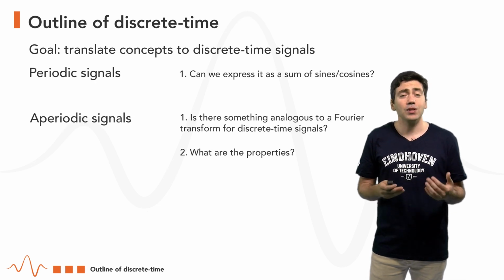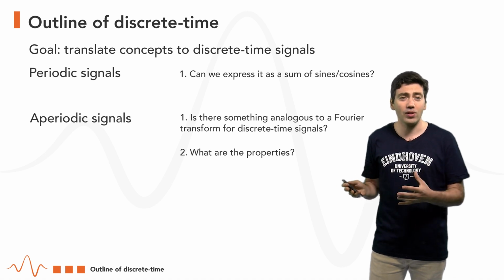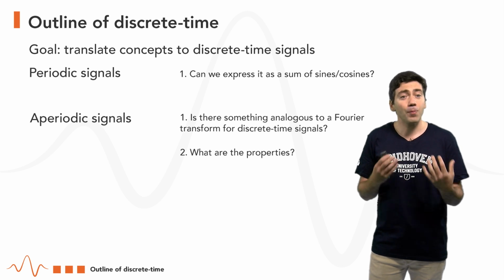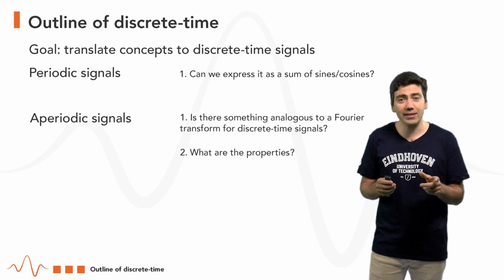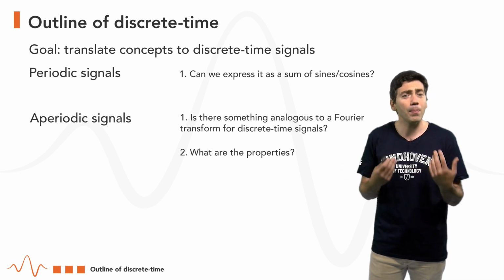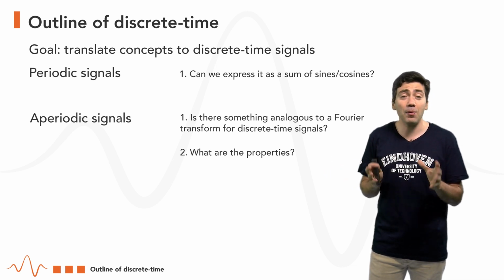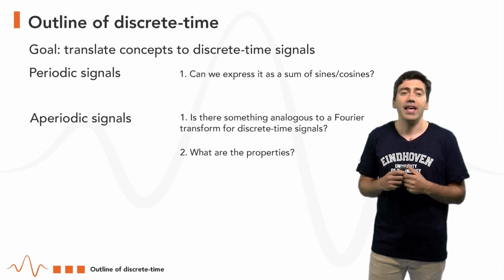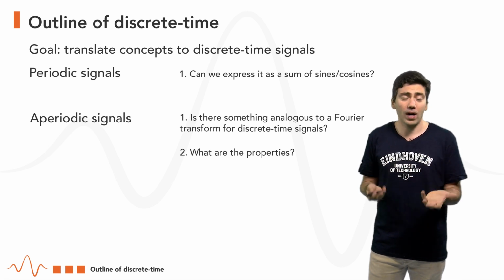And this brings us to the goal of today. We want to translate all these concepts to discrete-time signals. In particular, for periodic signals, can we express them as a sum of sines and cosines? For aperiodic signals, is there something analogous to Fourier transforms? And finally, what are the properties?